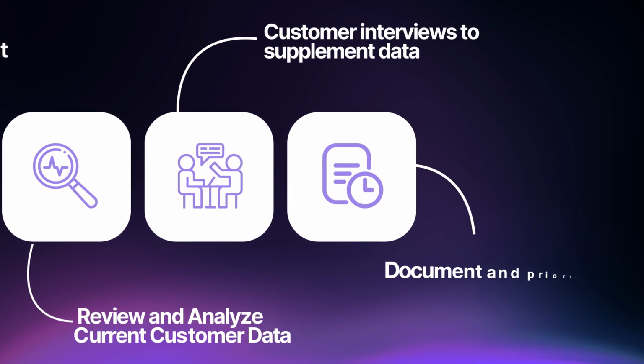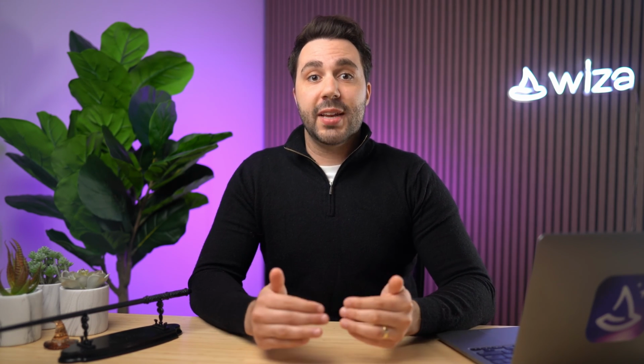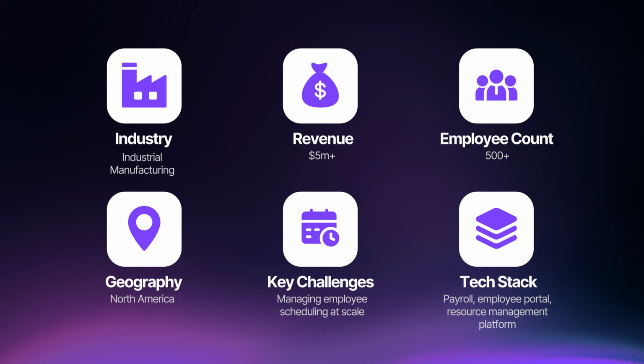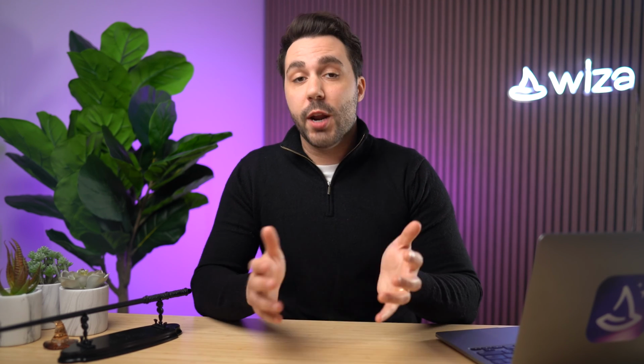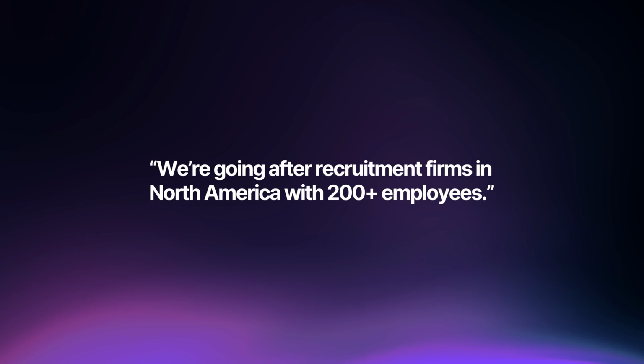So next, you're gonna document and prioritize important attributes. The last step is pretty straightforward. You're just gonna go through all of the data you've collected and then pull out key insights and then present it in a format similar to this example. The idea here is to just be concise. Your sales team doesn't need pages and pages of information. It should just be a one-pager like that example. ICPs should be just key, high-level takeaways, like we're gonna go after recruitment firms in North America with over 200 employees. Something like that. Okay, now let's talk about putting your sales ICP into practice.